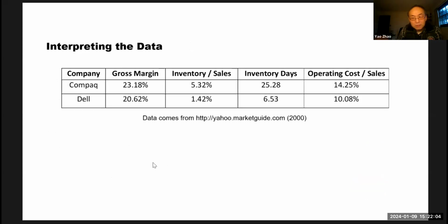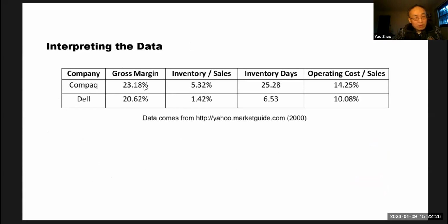And here is the data. If we truly understand this data, we will know why Compaq sold itself. A few highlights of this data. So Compaq, this is their financials in year 2000, the year before Compaq decided to sell itself.